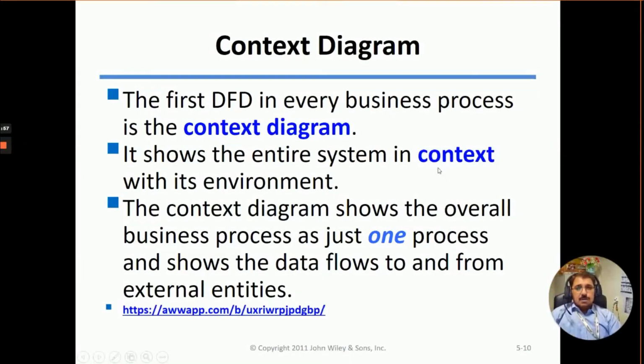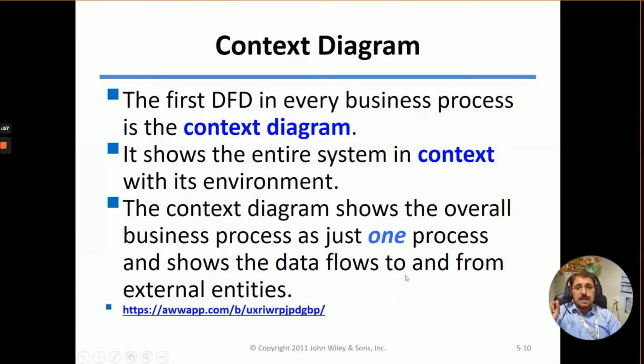If you are talking about ELIP, then we will say that it is a learning management system. The learning management system shows that it is actually some university, college or school system. It is not a business process. So this is why it also shows a context. The context diagram shows the overall business process just as one process.